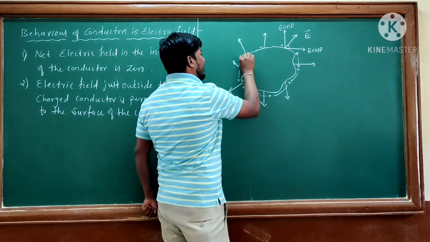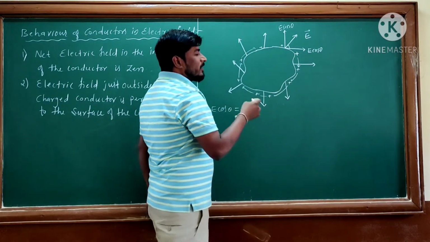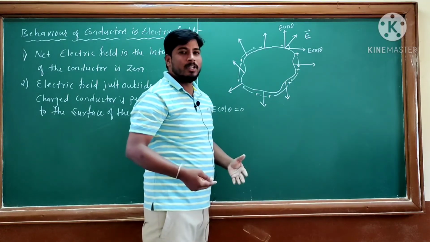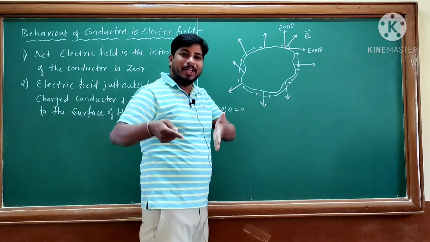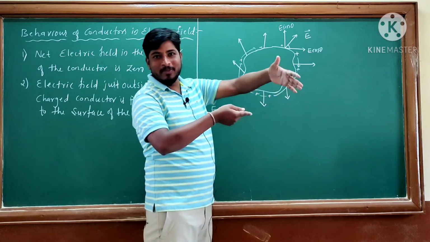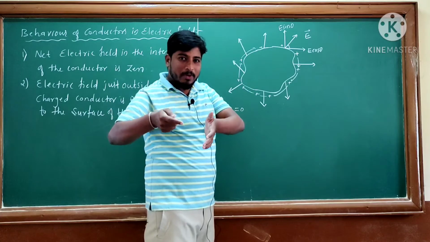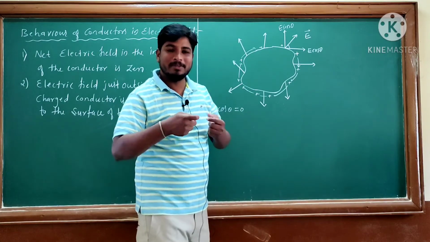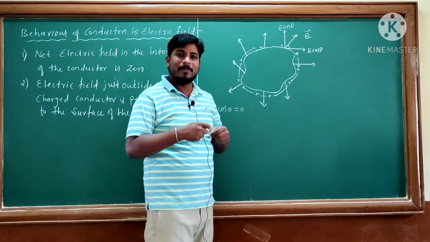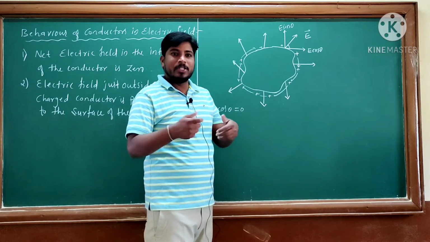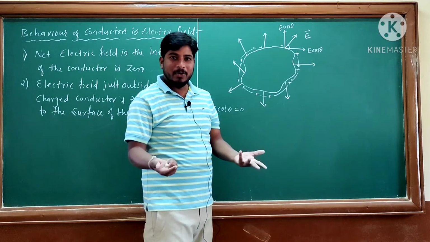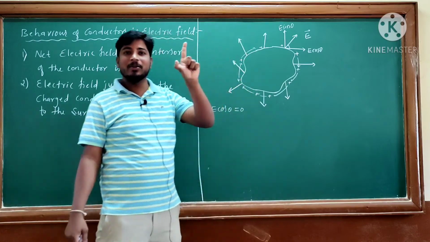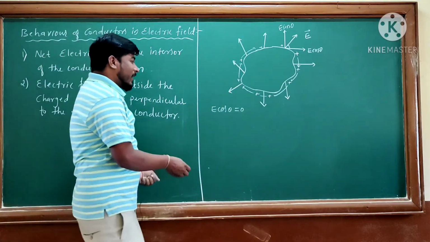Like this. So these charges experience the forces. These charges experience the forces means what? These charges are now moving in a particular direction. If the charges are moving in a particular direction, it means that there must be some surface current available. Which is not possible, which is not true. That is why the electric field is always perpendicular to the surface of the conductor.